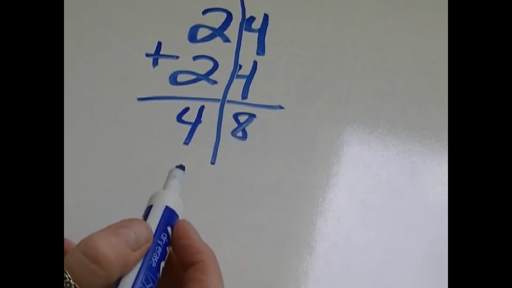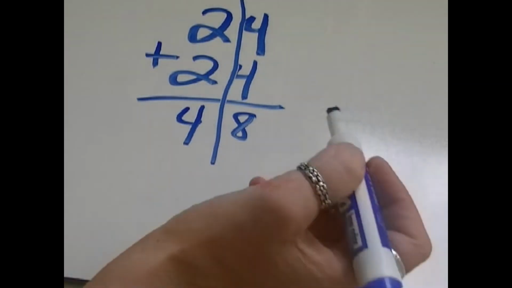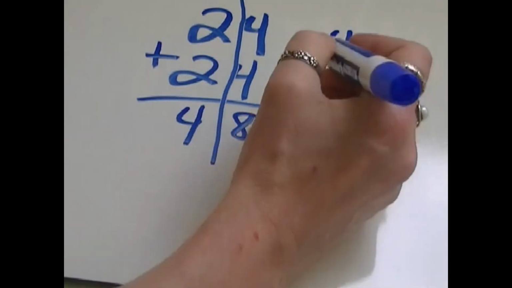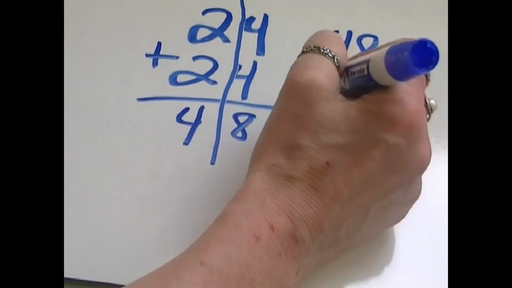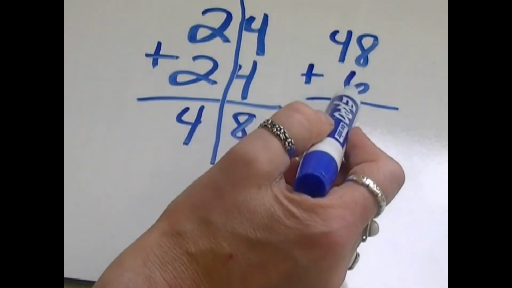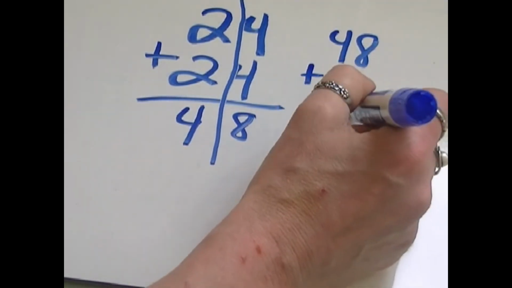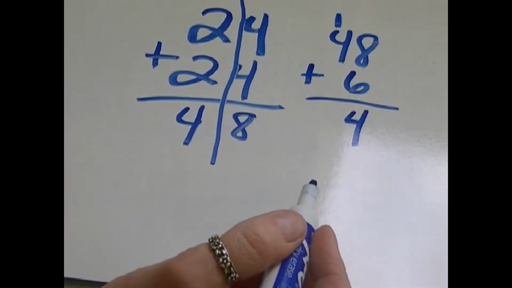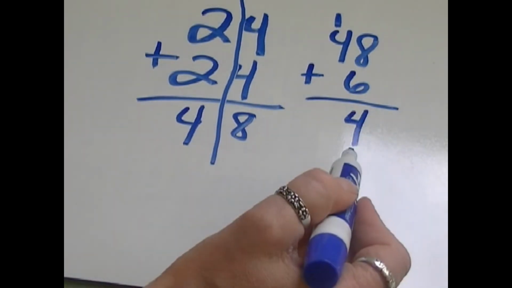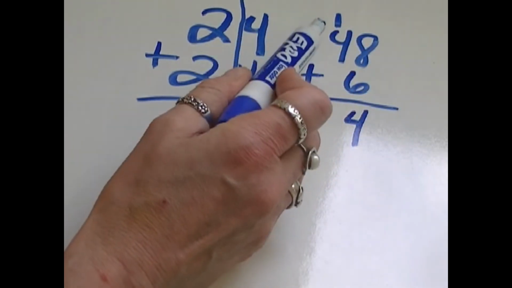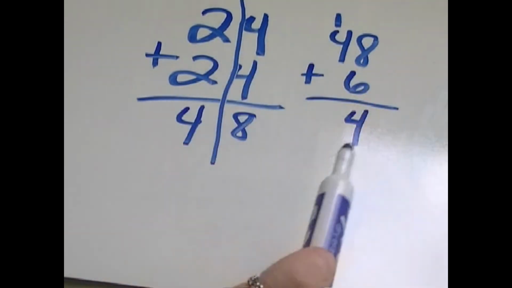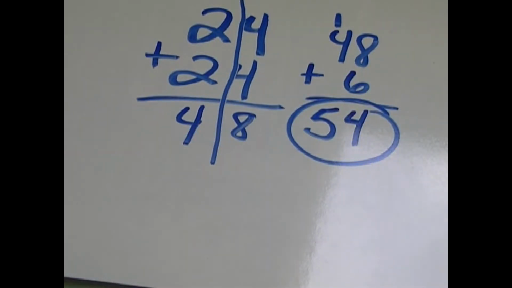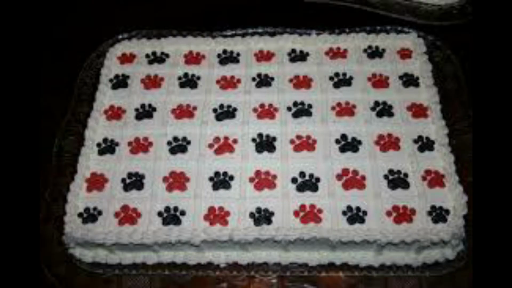Now we can't forget that last 6 that we need to add on. So I'm going to start a new problem over here. I'm going to start with my sum of 48. And then I'm going to add in 6. Alrighty, so 8 plus 6, 14 is my sum. I carry that group of 10 over because 14 is 1 group of 10 and 4 ones. I leave my ones in the ones column. I move my group of 10s over into the 10 column and now I have 4 plus 1, which is 5. Oh my goodness, there are 54 pieces of cake in that sheet cake.